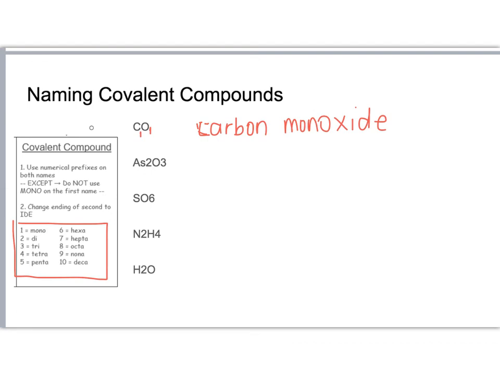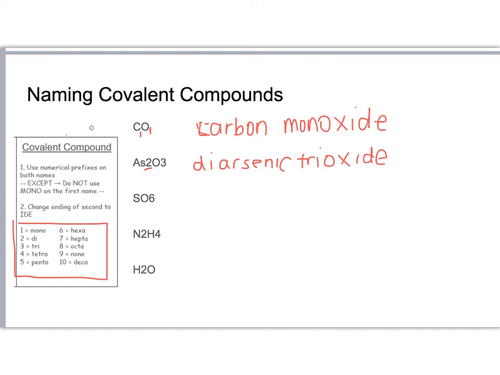If we take a look at the second example, once again, no polyatomic ion, no metal present. We know this is a covalent compound. We are only going to use our prefixes to represent how many of each nonmetal is in the chemical formula. So the first element is arsenic. The 2 has a prefix of di, so it is diarsenic. And then, of course, oxygen is going to end in "ide." And the prefix for 3 would be tri. So this is diarsenic trioxide.